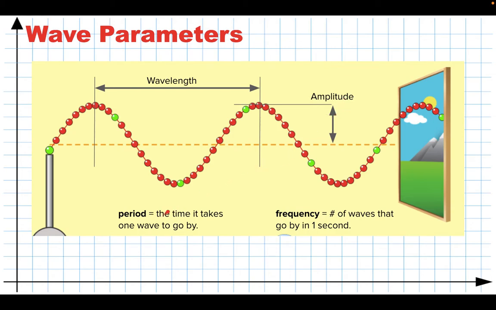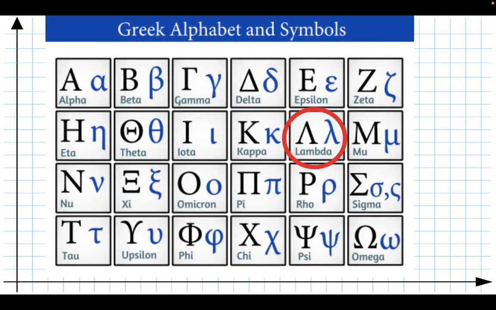The period, of course, is the time it takes one wave to go by, and the frequency will be the number of waves that go by in 1 second. So those are the 4 parameters we use to describe waves. Now, the wavelength is a new one, and we're going to use a Greek letter to represent wavelength.